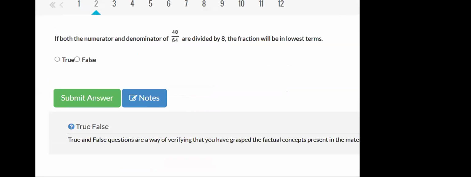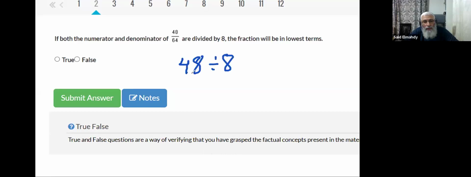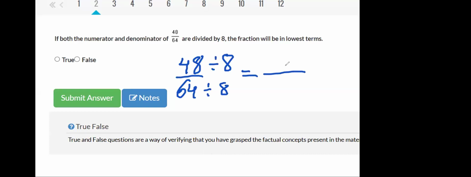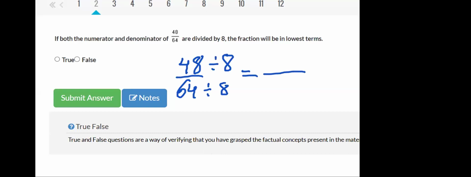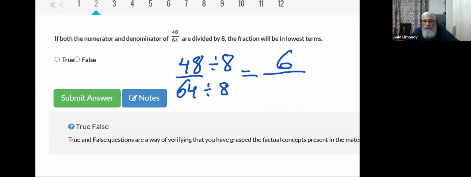If both the numerator and denominator are divided by 8, the fraction will be in its lowest terms. So let's divide it by 8. 48 divided by 8 and 64 divided by 8. What is this equal to? 48 divided by 8 is 6. And 64 divided by 8 is 8.